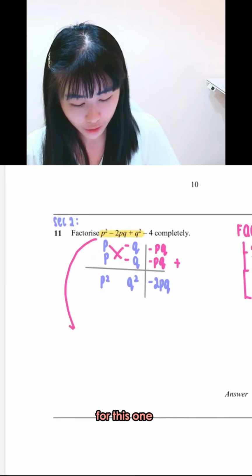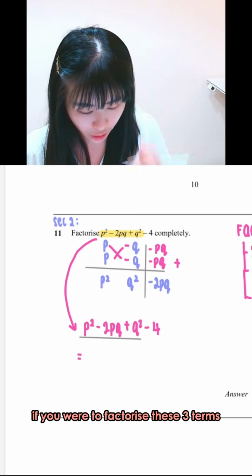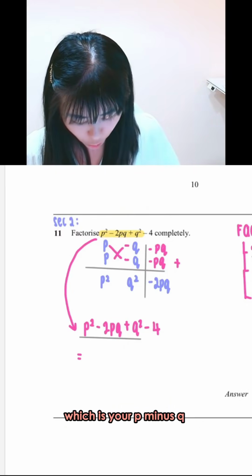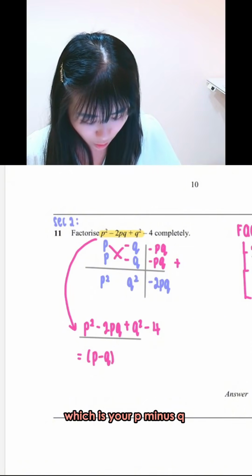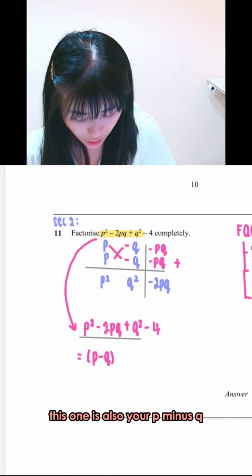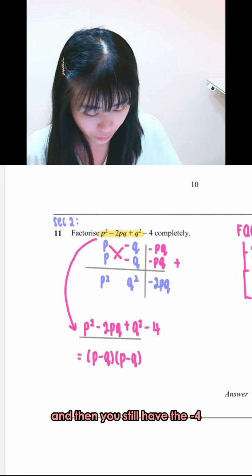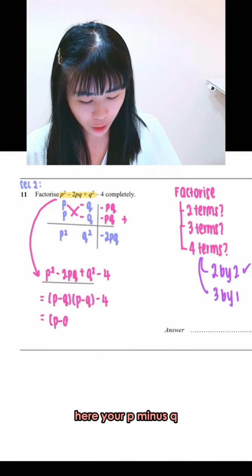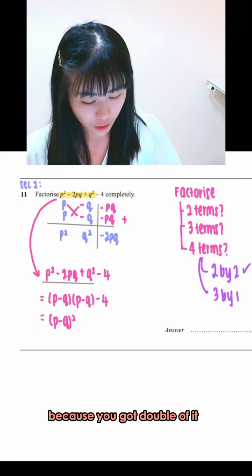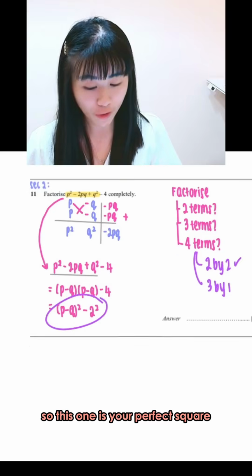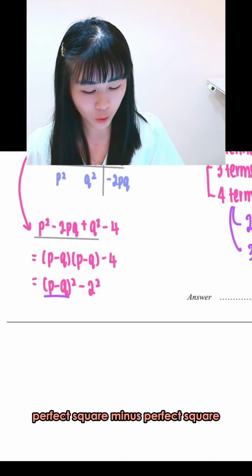For this one, if you were to factorize these 3 terms, you will get the first one is this one, which is your P minus Q. And then the second one is this one, is also your P minus Q. And then you still have the minus 4. Here, your P minus Q, you can square it because you got double of it. 4 is actually 2 square. So this one is your perfect square minus perfect square. See? Perfect square minus perfect square.